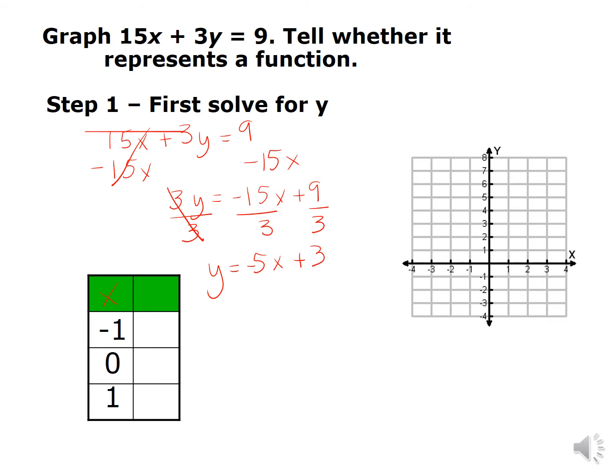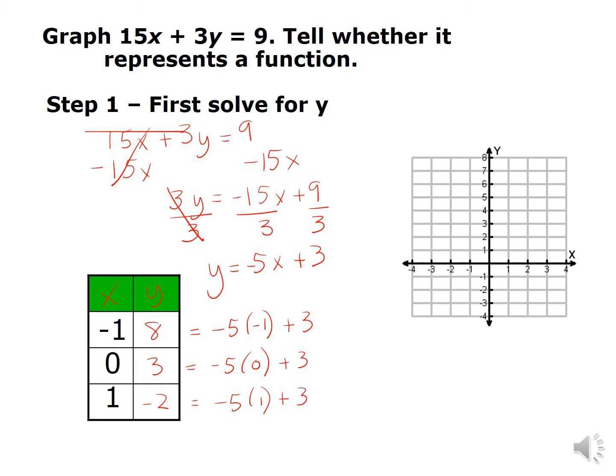X is always on the left, and for the y, we plug in the x value. So we go negative 5 times negative 1, which is positive 5, plus 3 is 8. Then we plug in 0 for x. We get negative 5 times 0 is 0, plus 3 is 3. And then to find y here, we go negative 5 times 1 is negative 5, plus 3 is negative 2.